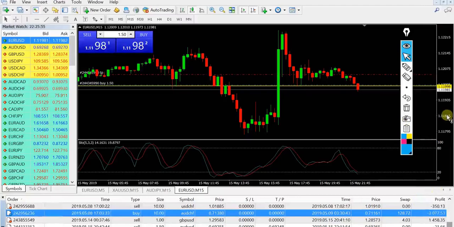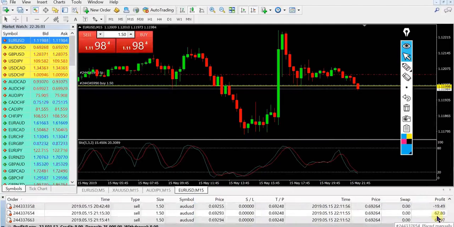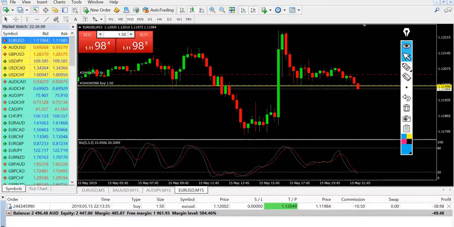Okay, the first one I make $64. So now I'm in loss of how much? 38. Okay, let's wait and see what is going to happen, whether it's going to break outside or it will go back. If it goes back, that means it's a fake breakout.